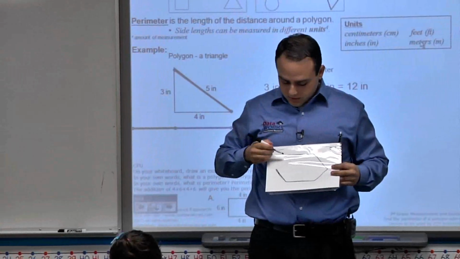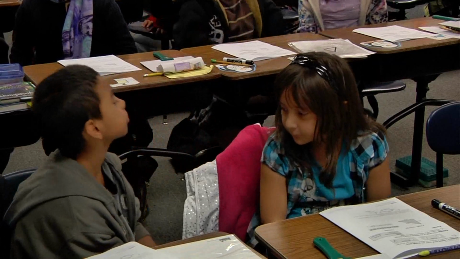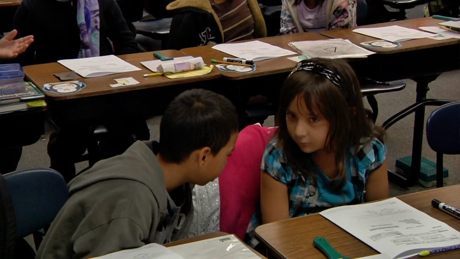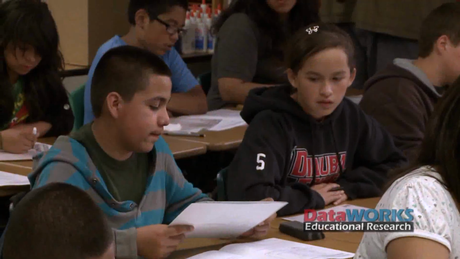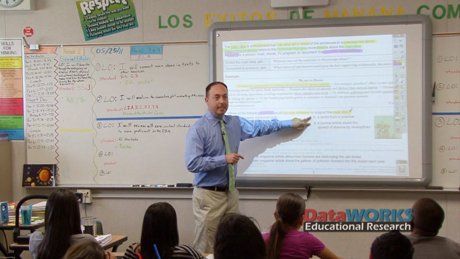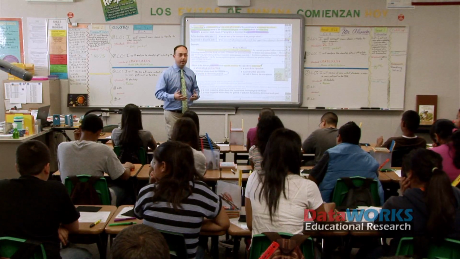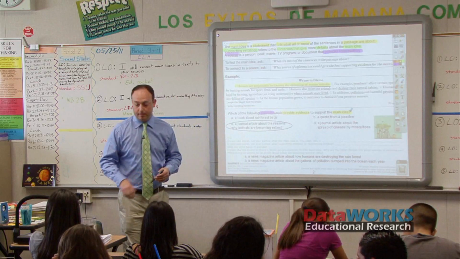Tell your partner one more time, why is this a good polygon? Partner A, tell partner B, why are B and D not good choices to support our main idea?